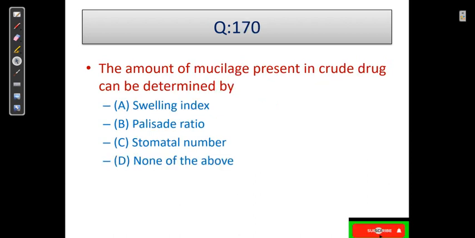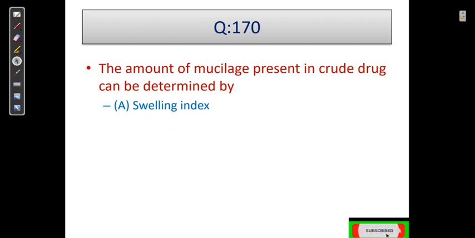The amount of mucilage present in a crude drug can be determined by swelling index, polysaccharide ratio, stomata index, or none of the above. So it can be determined by the swelling index.